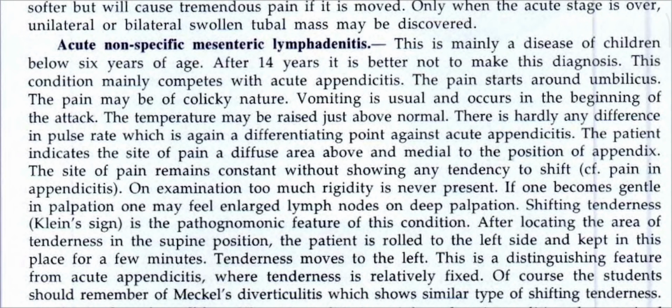Acute non-specific mesenteric lymphadenitis. This is mainly a disease of children below 6 years of age. After 14 years, it is better not to make this diagnosis. This condition mainly competes with acute appendicitis. The pain starts around the umbilicus. The pain may be colicky in nature. Vomiting is usual and occurs at the beginning of the attack.